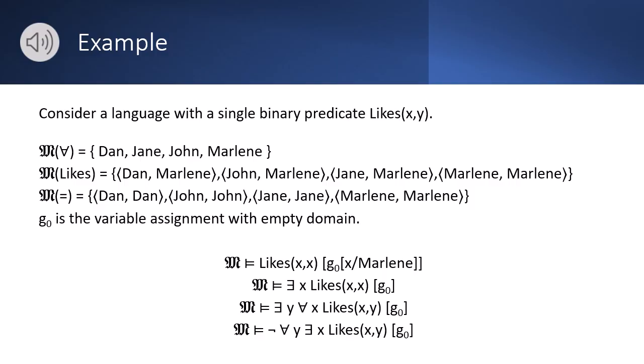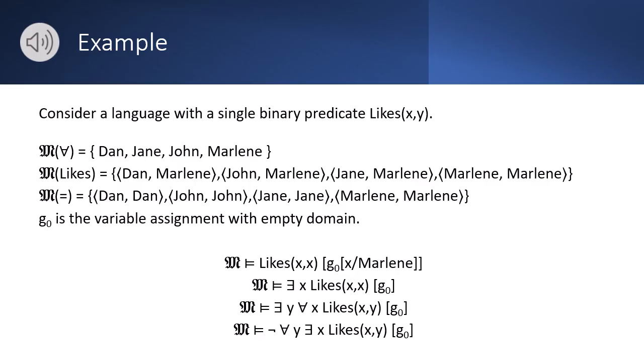The third sentence, that well-formed formula, says there exists a person y who is liked by everybody. And again, that person is Marlene here because Dan, John, Jane, and Marlene all like Marlene. Those are exactly the ordered pairs that satisfy this particular predicate in this structure. And so, therefore, for this empty variable assignment, this expression is satisfied in the first-order structure M. Again, notice that it's appropriate for G0 because there are no free variables.